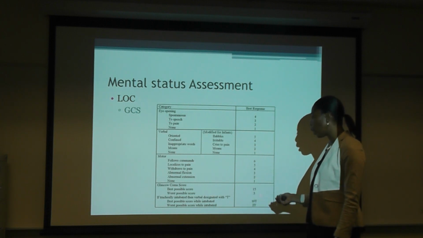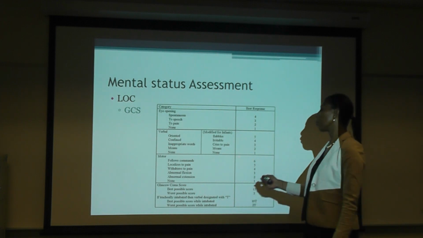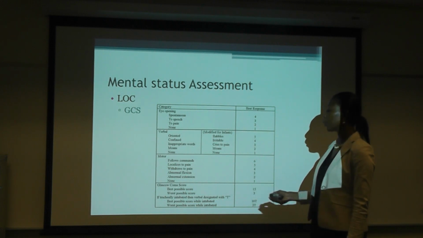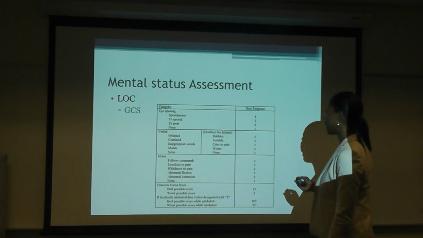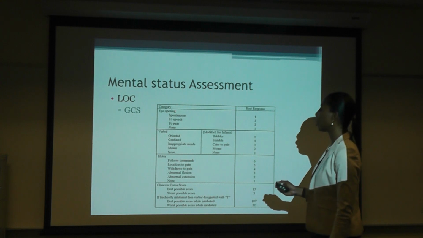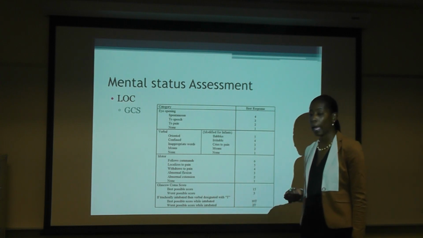Motor exam. Do they follow commands, which is 6. Localized to pain, 5. Withdraws to pain, 4. Abnormal flexion, 3. Abnormal extension, 2. No movement at all is 1. Okay. Again, you can have 3, where everything is none, and you can actually have 15, which is completely neurologically intact.